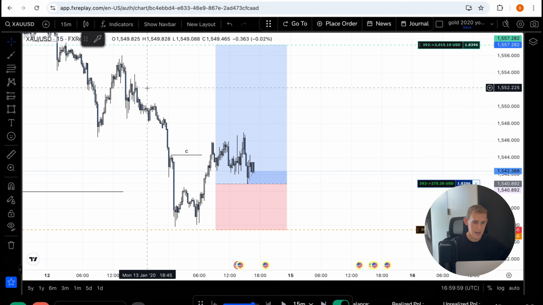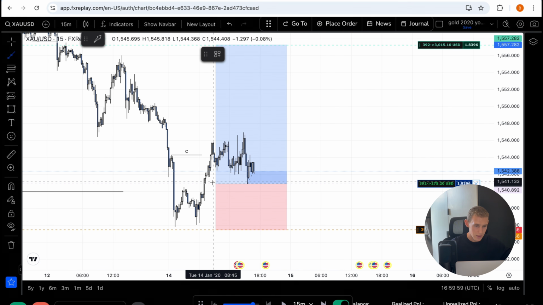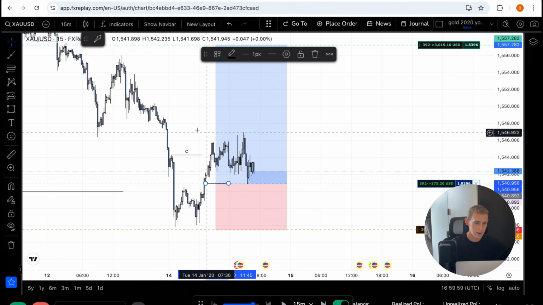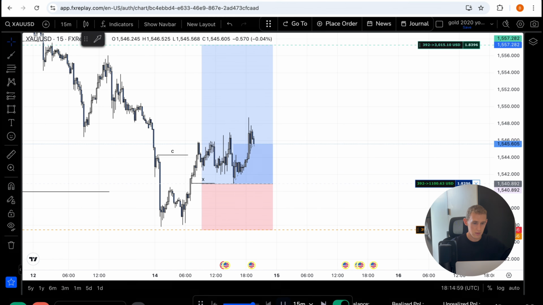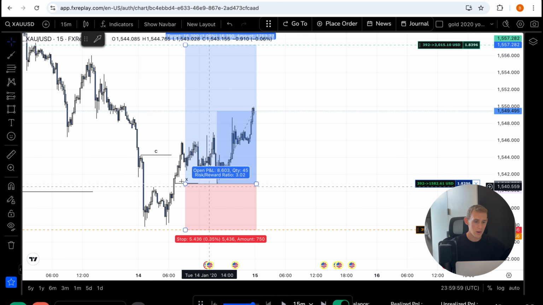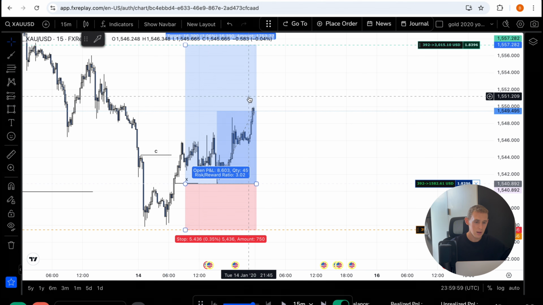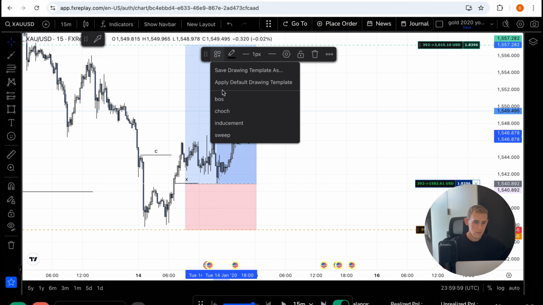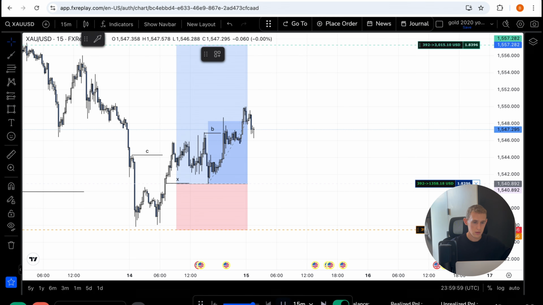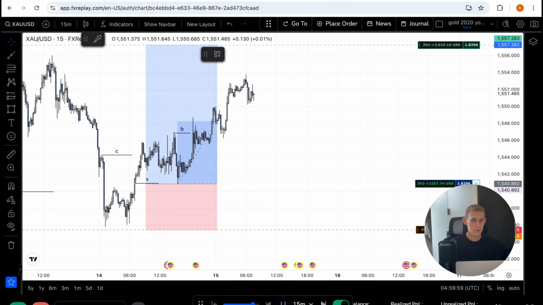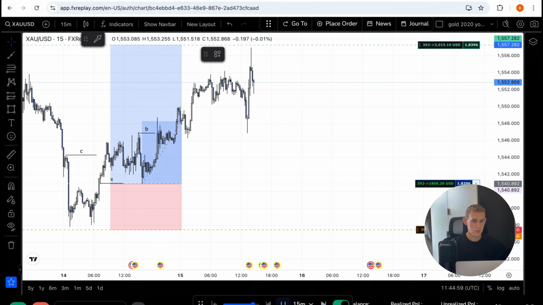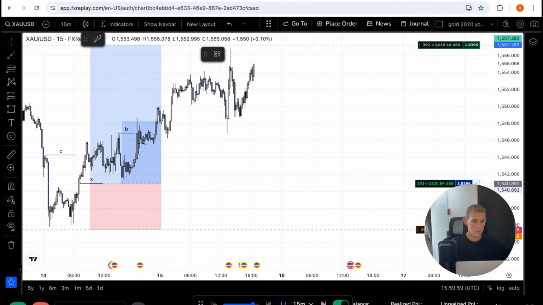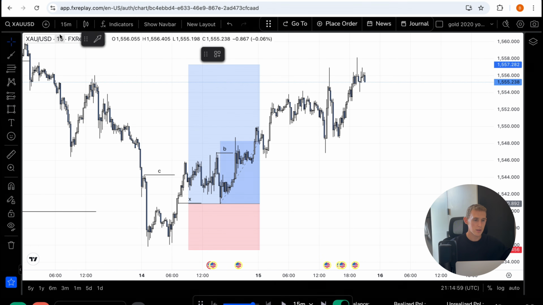Nice, there we go. So we're tagged into this. Notice where it reacts from as well, guys. This is a massive tip. Instead of entering from the demand zones, enter from the last bit of liquidity, right? There you go. So notice how pinpoint that was. Last bit of liquidity taken, price then rallies to the upside. Nice, there we go. So TP hit on that one.